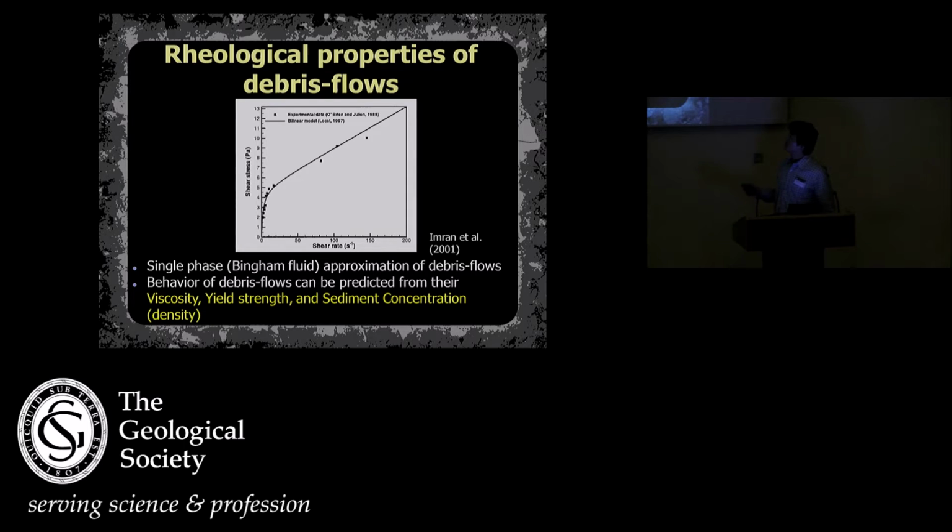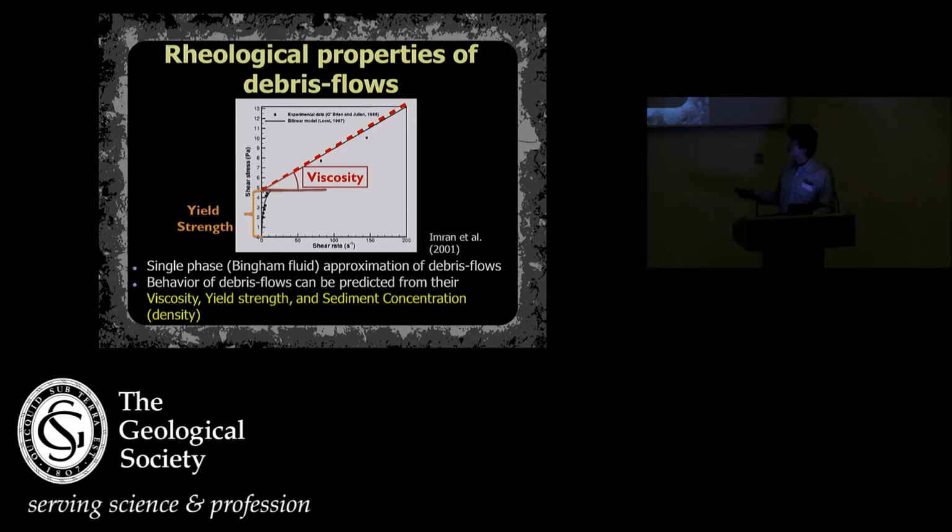The rheological properties of debris flow can be described, for example, like this. This is the shear stress, and this is shear rate. So shear rate increases and shear stress increases. And these dots are experimental results. So a mixture of sediment and water shows this kind of behavior. Initially, it's very solid, and suddenly it moves as liquid. So as an approximation, we can use this approximation for the rheological behavior.